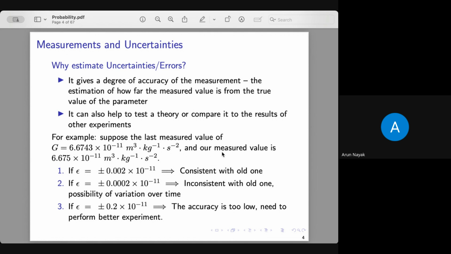And if your estimated uncertainty is much smaller, that means you get a very precise measurement. And if it deviates from the previous result or the theoretical prediction, then you can say this is inconsistent with the old one. So there is some possibility of variations and so on. And if the error is too large, then you can say that my accuracy is too low, so it is better that I perform a better experiment than the current one. Okay. So based on your error, you can quantify the result of your experiment, and then you also test your theory.